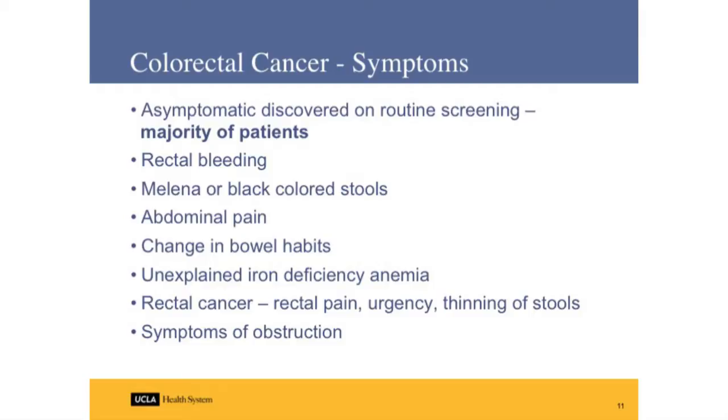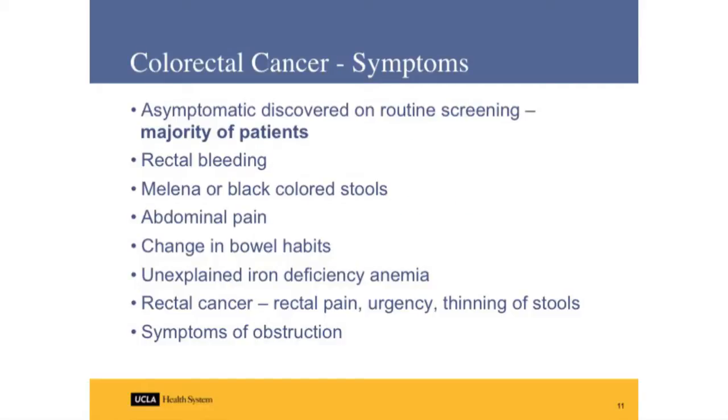Abdominal pain. Some patients complain of a change in bowel habits. This is particularly true for patients who have cancer towards the end of their colon. Because of the obstructing lesion, it causes your stools to become thin. Then unexplained iron deficiency anemia is another sign of colorectal cancer. And then oftentimes patients who have rectal cancer, which is cancer all the way at the end of your colon, complain of rectal pain, urgency, and again, thinning of the stools.